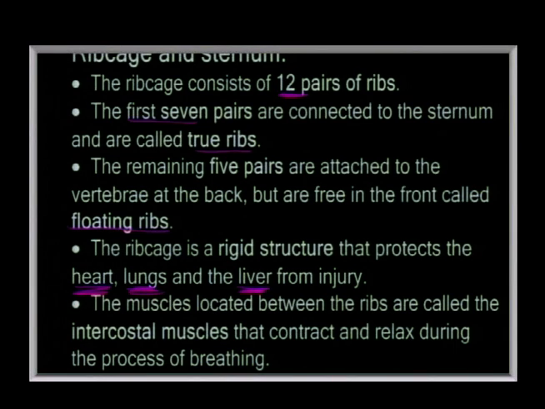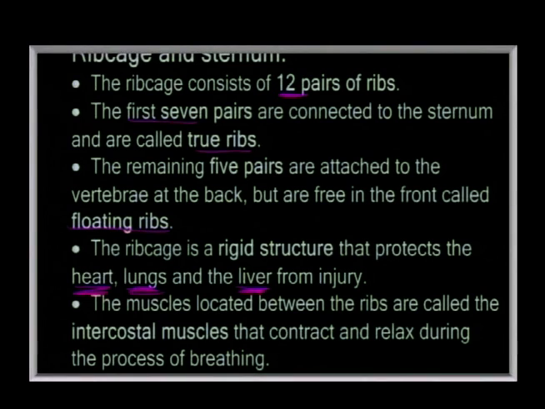The rib cage is a rigid structure, and it protects what's inside the cavity: the heart, the lungs, the liver. Also, your stomach sits in here. But it's mainly your heart and your lungs that we need to protect. Your pancreas also sits in here. So all of that is protected by this rib cage. The muscles located between the ribs are called intercostal muscles.